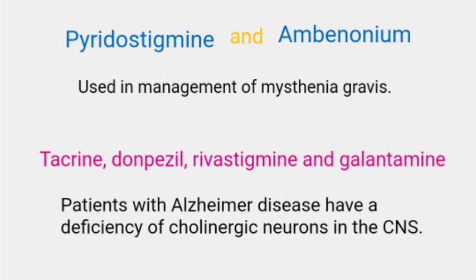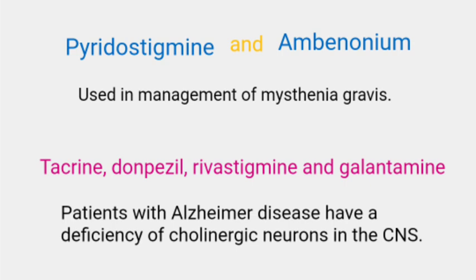Next we have tacrine, donepezil, rivastigmine and galantamine. Patients with Alzheimer's disease have a deficiency of cholinergic neurons in the CNS. This observation led to the development of anticholinesterases as possible remedies for the loss of cognitive function. Tacrine was the first to become available, but it has been replaced by others because of its hepatotoxicity. Despite the ability of donepezil, rivastigmine, and galantamine to delay the progression of Alzheimer's disease, none can stop its progression. GI distress is their primary adverse effect.